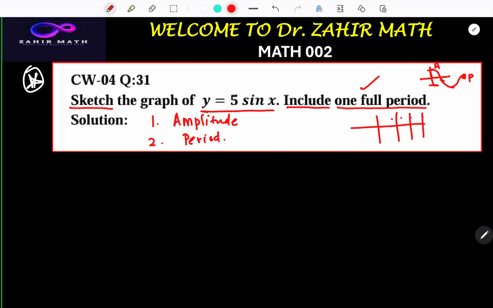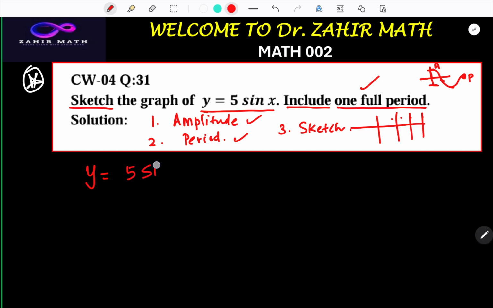So for every sketch question, again I will repeat, you are going to calculate first the amplitude, second the period, and the third step is you are going to sketch. Third step is what? Sketch. Okay, right. So keep in your mind. So we are going to do this one. Let us start the solution.